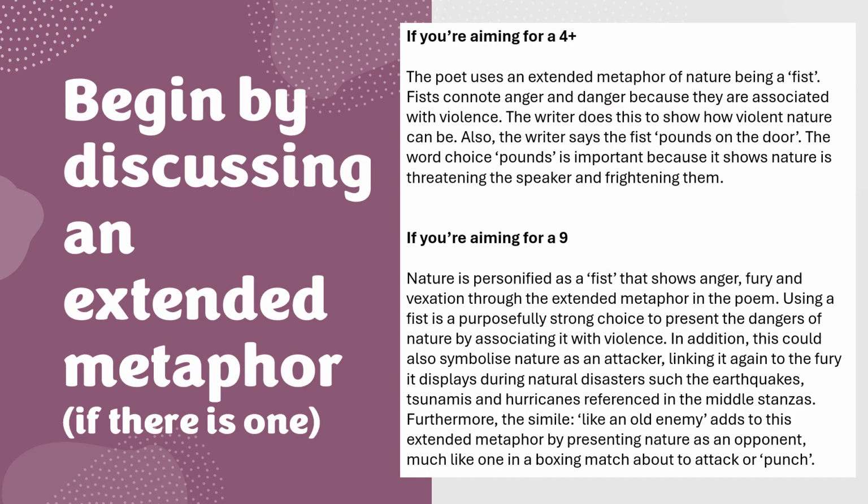Now, the next thing we're going to do is begin by discussing the extended metaphor, if there is one. So if you can find an extended metaphor, then you're going to begin by discussing that. So if you're aiming for a 4+, let's have a look at how we would present an extended metaphor in our essay. So the poet uses an extended metaphor of nature being a fist. Fists connote anger and danger because they are associated with violence. The writer does this to show how violent nature can be. Also, the writer says the fist pounds on the door. The word choice pounds is important because it shows nature is threatening the speaker and frightening them.